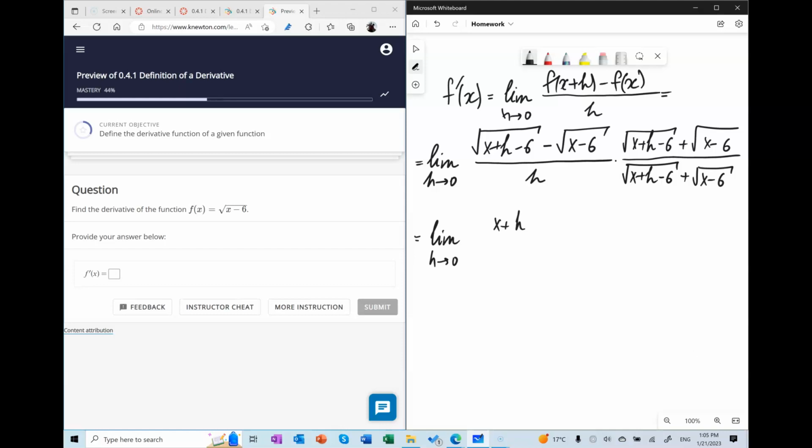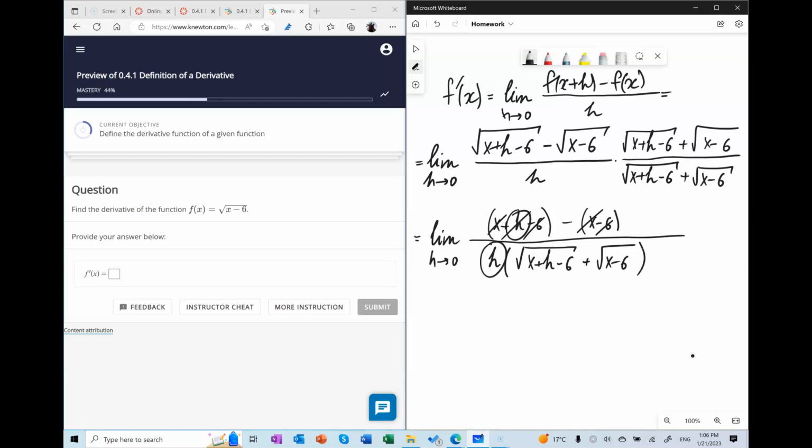So we have simply x plus h minus 6 minus x minus 6. But in the denominator we still have all that craziness. So we're just going to copy it over. And we can see that this x will be cancelled with this x, this 6 will be cancelled with this 6, and there's nothing left but h, but that h can be reduced with this h. So at the end of the day, there's nothing left there. So we write 1 over, and we copy this expression again.